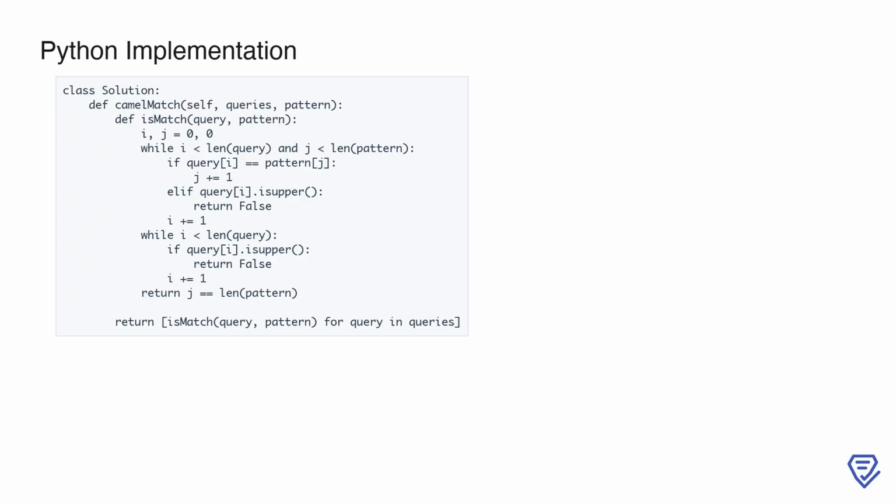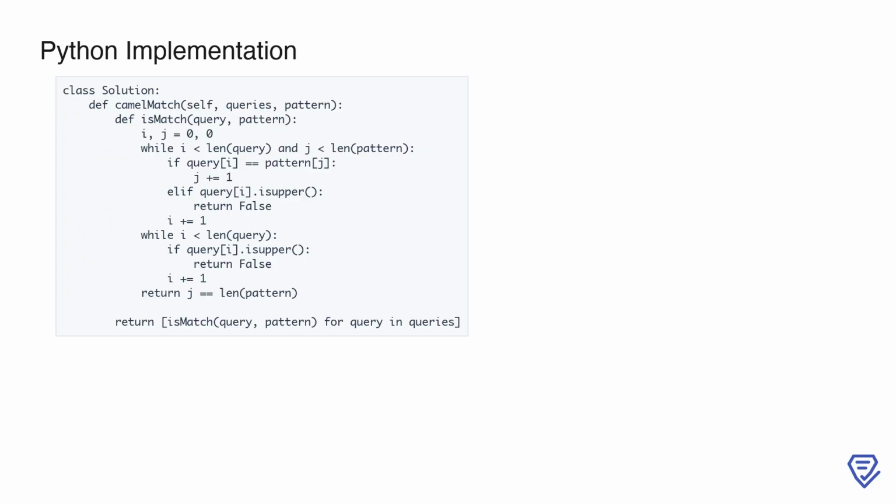4. After exiting the loop, we check if there are any remaining uppercase letters in the query. If found, we return false as this violates the Camelcase matching rule. 5. Finally, we verify that the pattern pointer, j, has reached the end of the pattern. This ensures all pattern characters are matched in the query. 6. The CamelMatch function applies the isMatch helper to each query in the queries list and returns a list of Boolean results. Each result indicates whether the corresponding query matches the pattern.